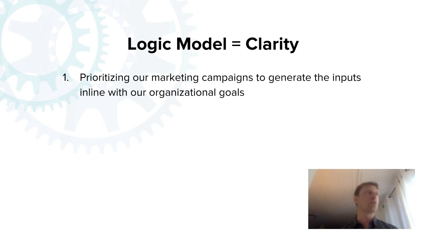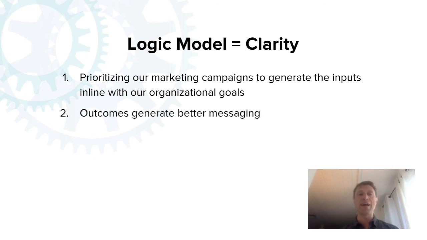So let's summarize. Number one, the logic model prioritizes our marketing campaigns to generate inputs in line with our organizational goals, right? So the example there was that we talked about prioritizing and focusing campaigns based on the order of outputs you need to succeed. We also talked about focusing on specific tools and strategies based on the audiences that you need to talk to generate those inputs. So we talked, remember, about volunteers versus site acquisitions. That's going to help you prioritize your marketing campaigns.